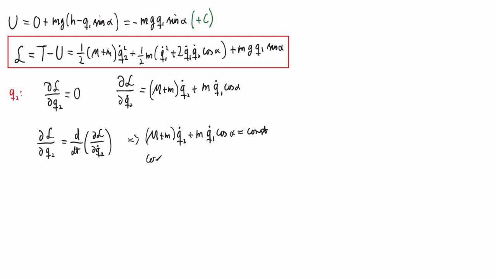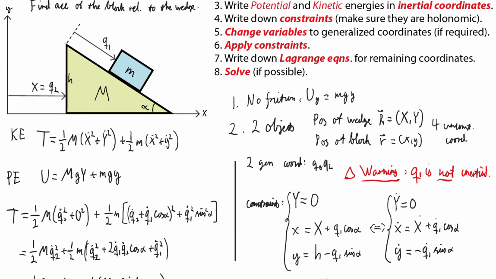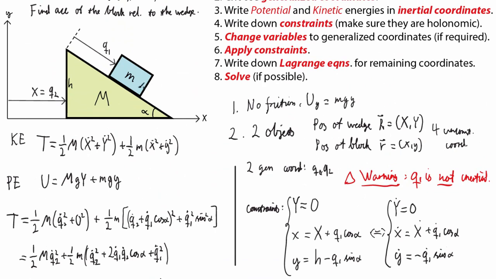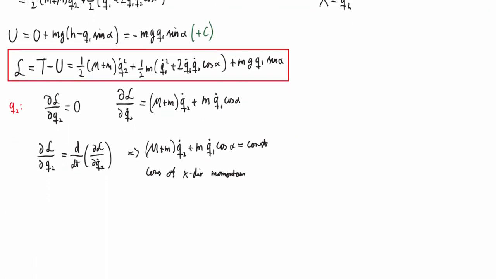So what we have here is conservation of x direction momentum, and that's something you would expect, right? Because the only driving force on the system is gravity. Gravity pulls downward. There's no friction present anywhere, so we would expect the momentum in the x direction to be constant, whatever it was when we started. So that's what we get from Q2.